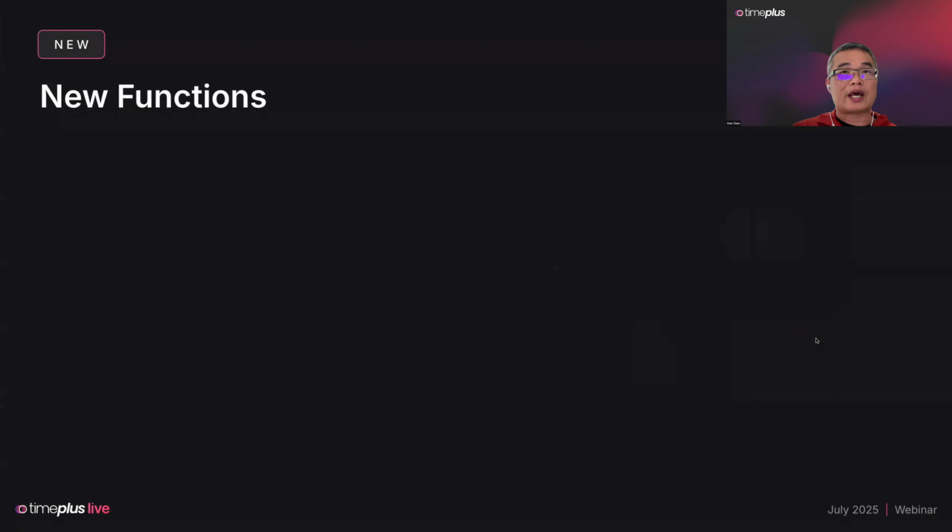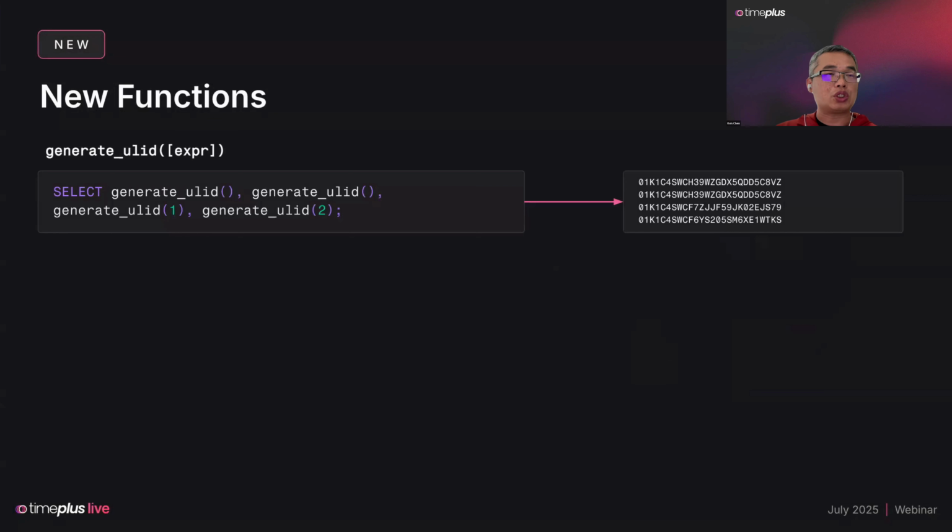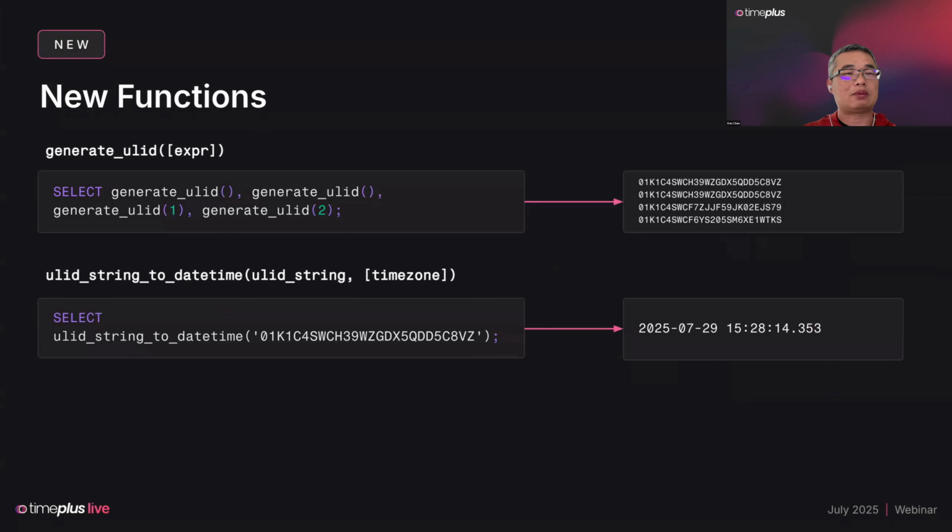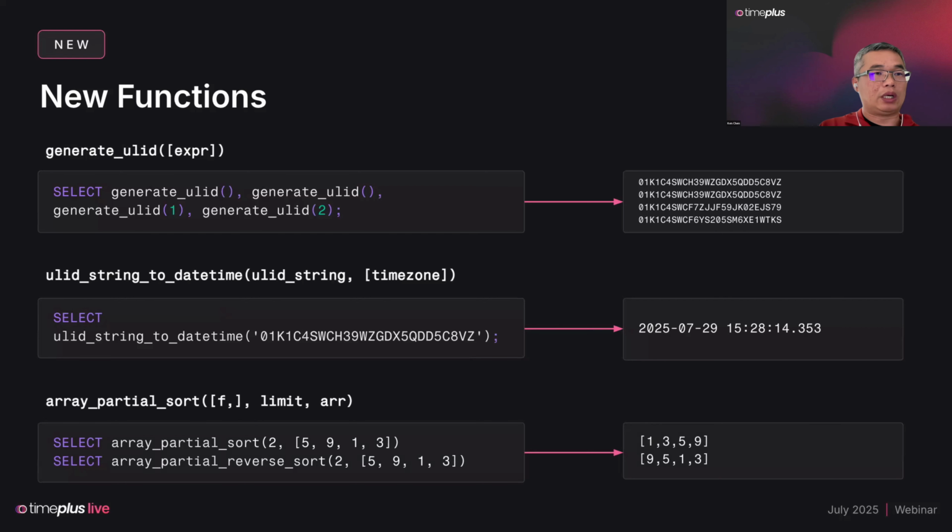So this month, we added a lot more functions, which also came from our customers. Number one is UUID generation. It's a UUID 7, which encodes the timestamp, so the UUID is sorted, unlike UUID version 4, which is not sorted. And the user can extract the timestamp from the UUID as well, because the timestamp is encoded in the UUID. And we have array partial sort and array partial reverse sort as well.